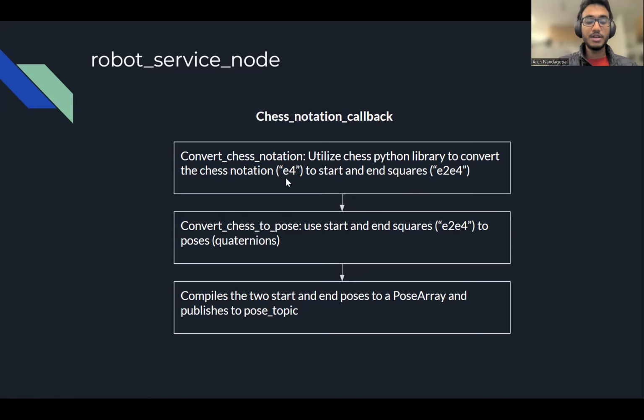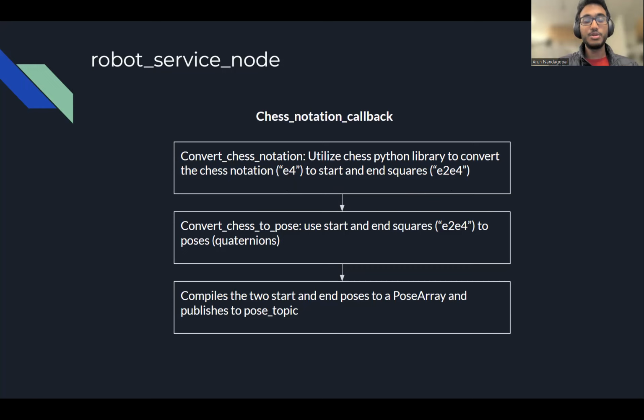In order to get from here to here, we use a library called the python chess library, and that does the job for us by converting the string notation in the beginning to this string, which is e2e4, which makes more sense because it says where to start and where to end. Now we know e2 e4, that is in the chess coordinates.